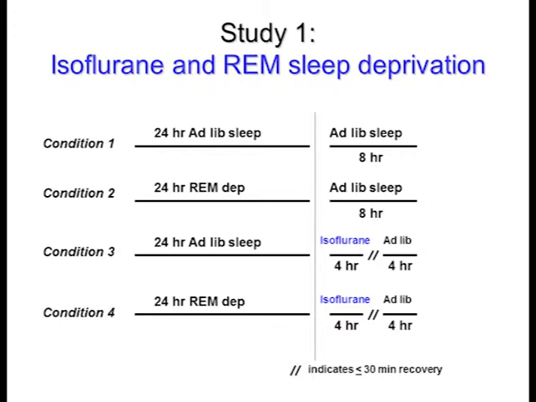So this is the technique we use to selectively deprive REM sleep, and there are basically four conditions. In conditions 1 and 3, the animals are doing what they want, ad lib, sleep or wake states. In conditions 2 and 4, we had selective REM sleep deprivation. Then the animals were either allowed to recover naturally or they got isoflurane. So really what we're comparing here is, what did this isoflurane do after REM-DEP compared to this ad-lib sleep state after REM-DEP?